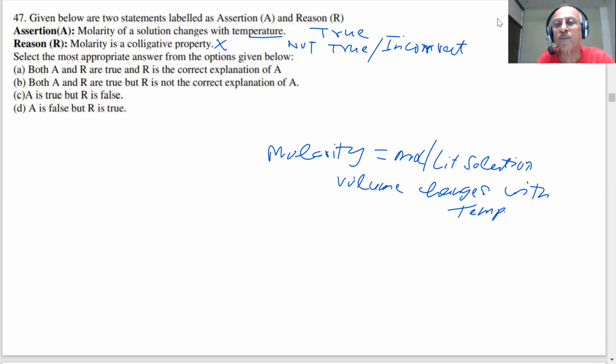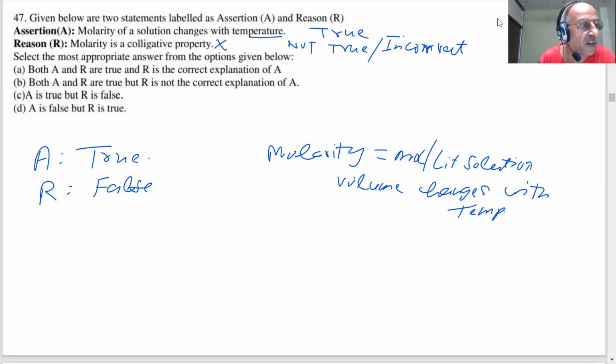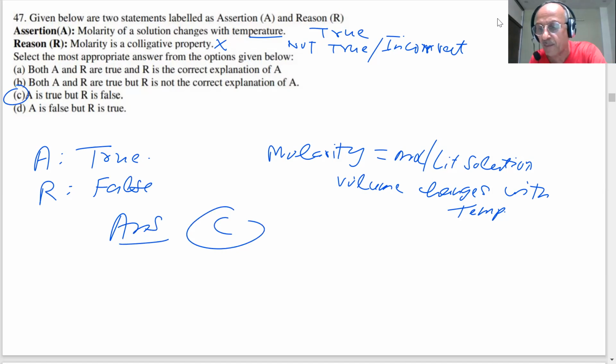Molarity is moles per liter. These are two extensive properties: moles is extensive, liter is extensive. It becomes an intensive property. Molarity is not a colligative property. It doesn't depend on the amount of the solute because it is moles per liter. So assertion is true, but R is false. Then what is the answer? C. So the answer of this is C, students.